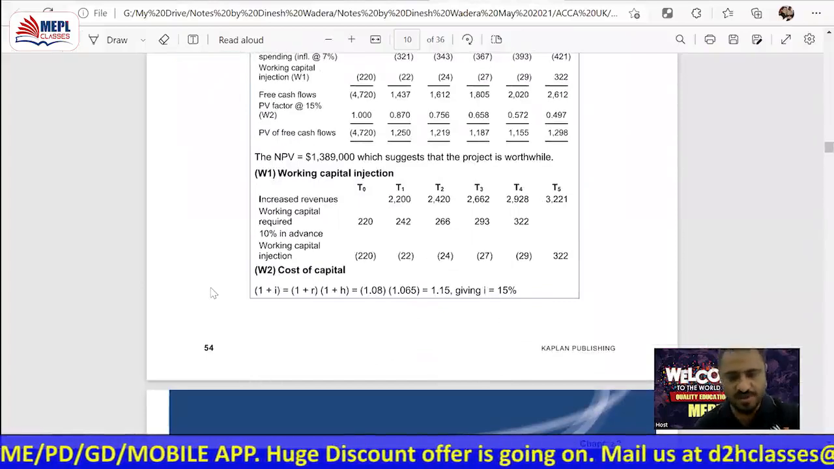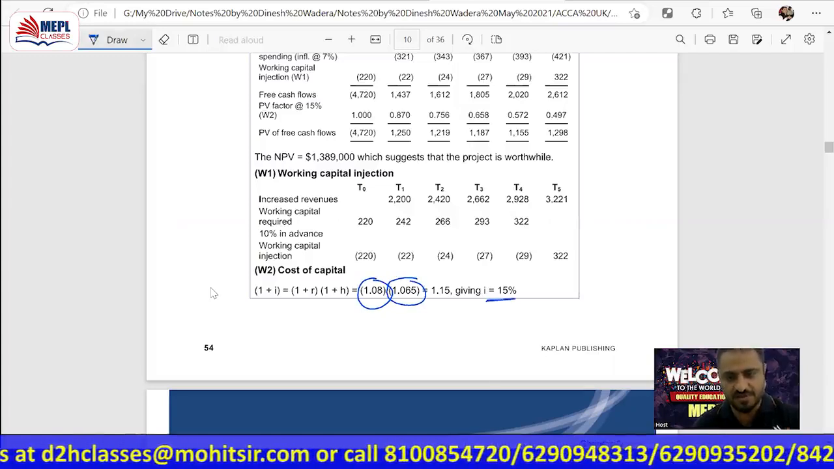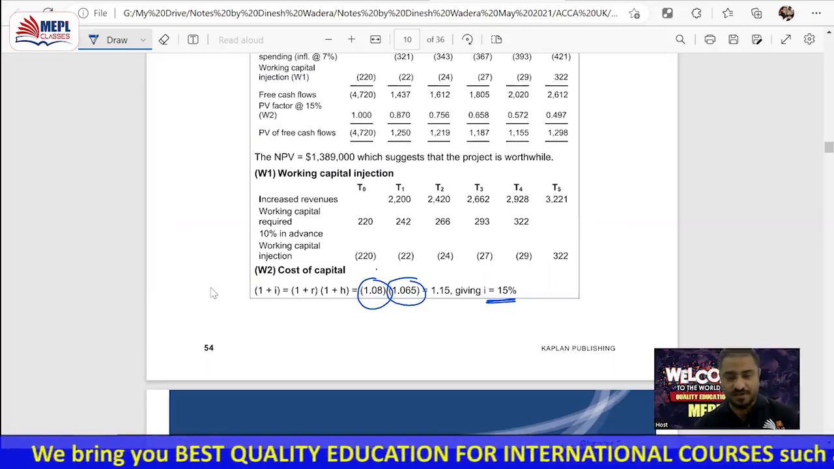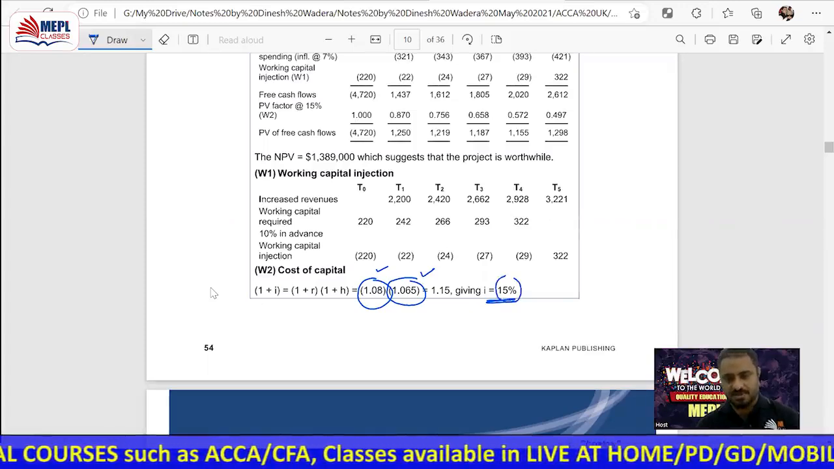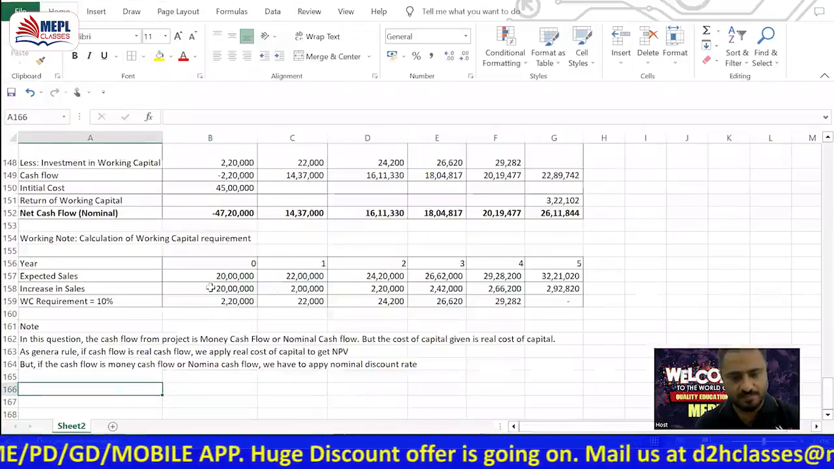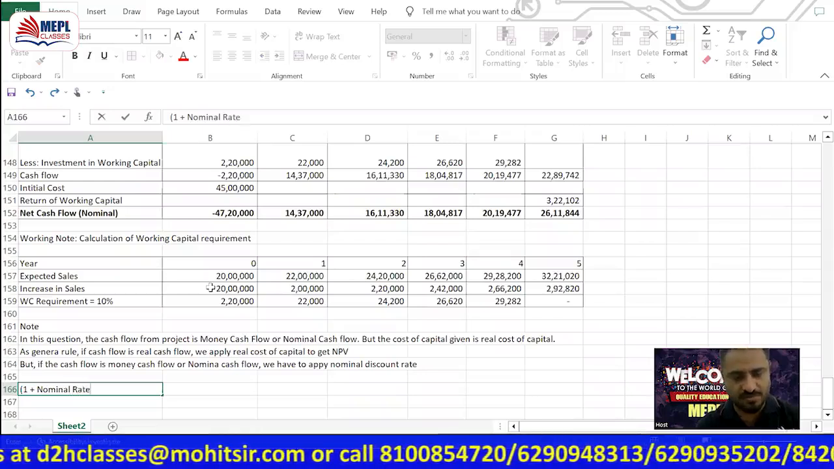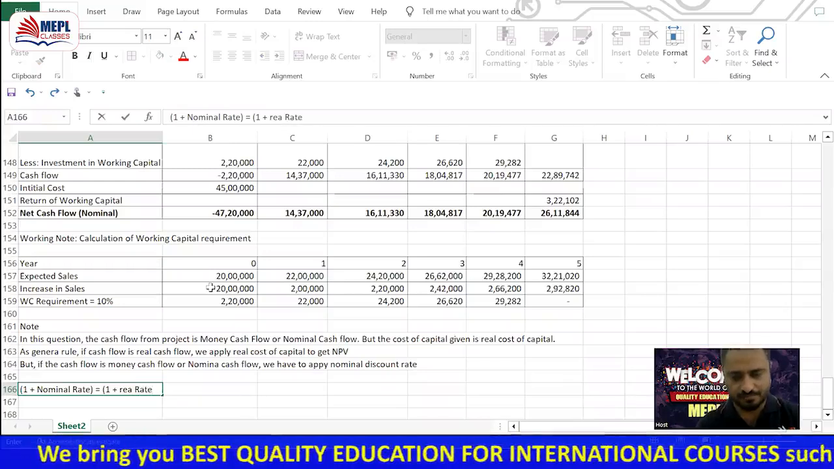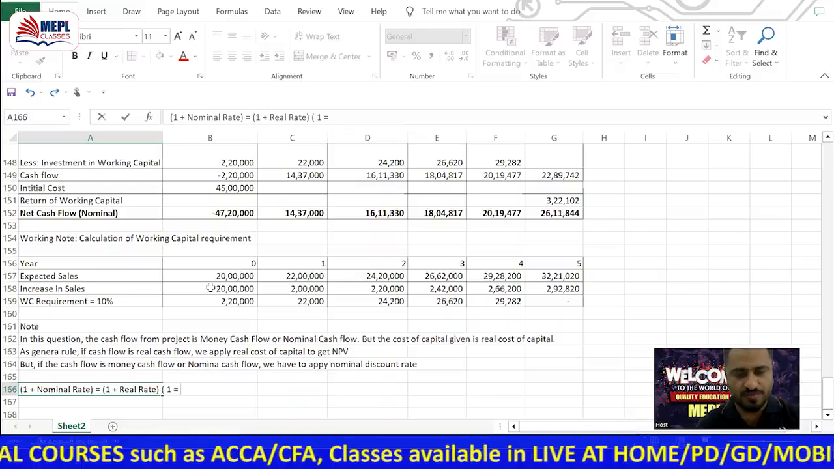the real discount rate of 8% by applying the general inflation rate to get the nominal cost of capital. So the formula is: 1 plus nominal rate is equal to 1 plus real rate multiplied by 1 plus inflation rate.